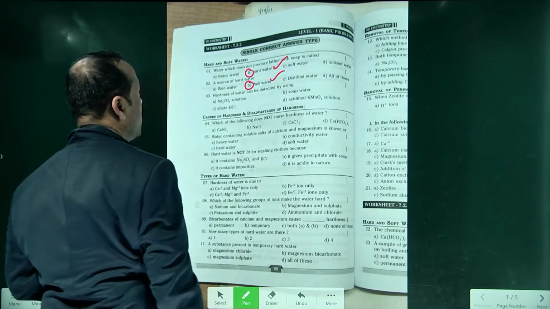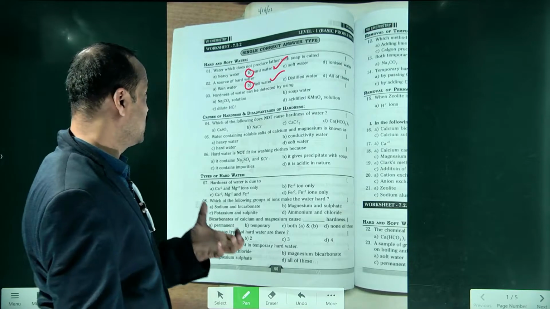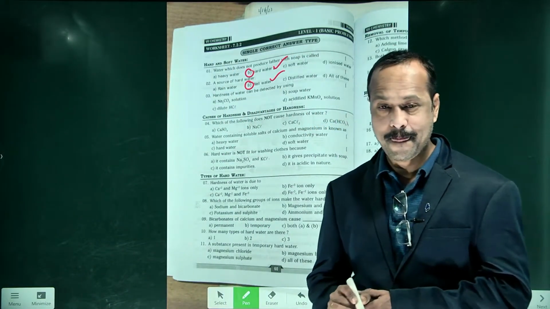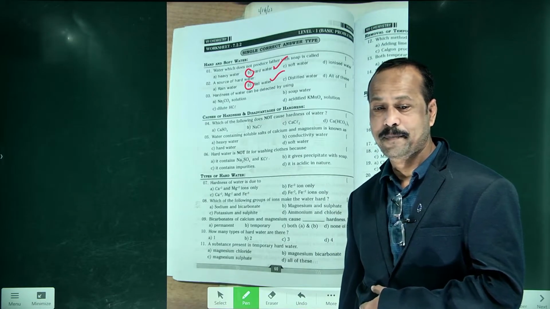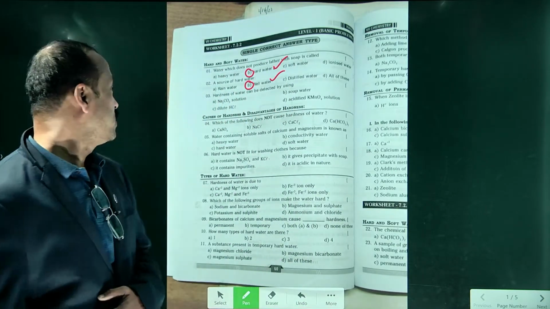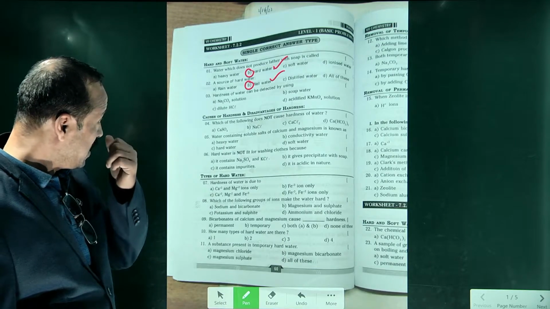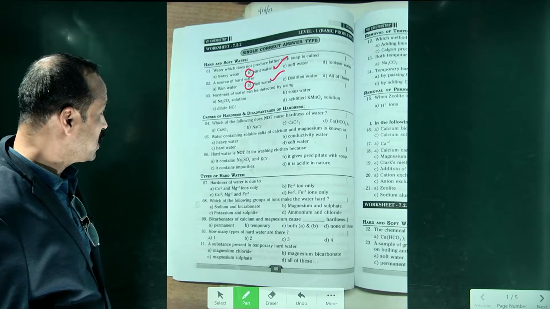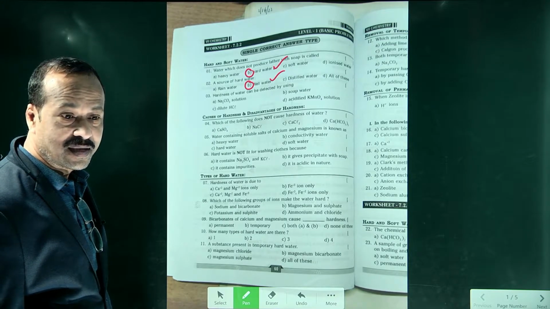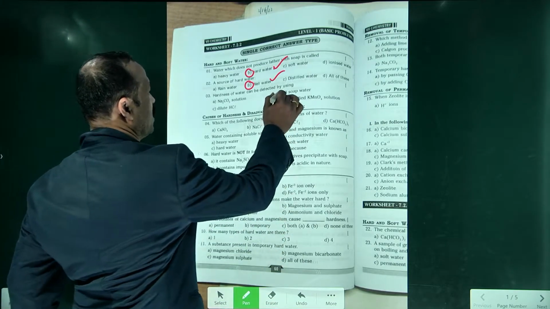Very good. Now, hardness of water can be detected by. If the water is hard water or soft water, how can you detect it easily? See, there are four options: sodium carbonate solution, soap water, diluted hydrochloric acid, acidified potassium permanganate. What is the right answer? Sir, option A, sir. No, soap water.